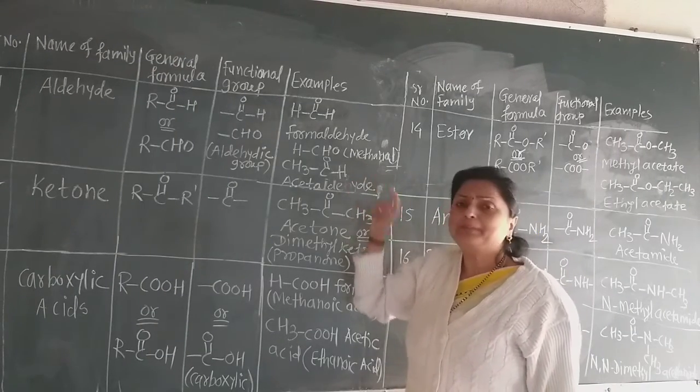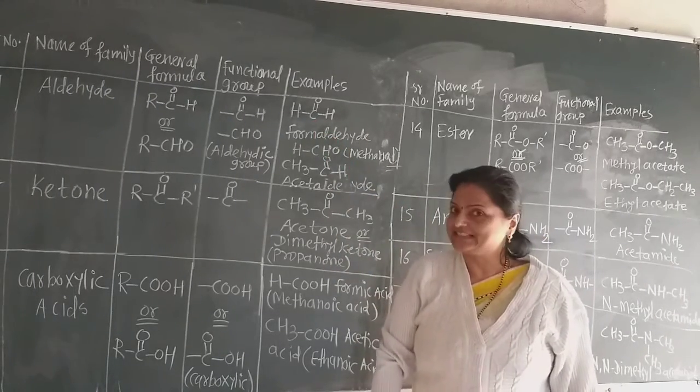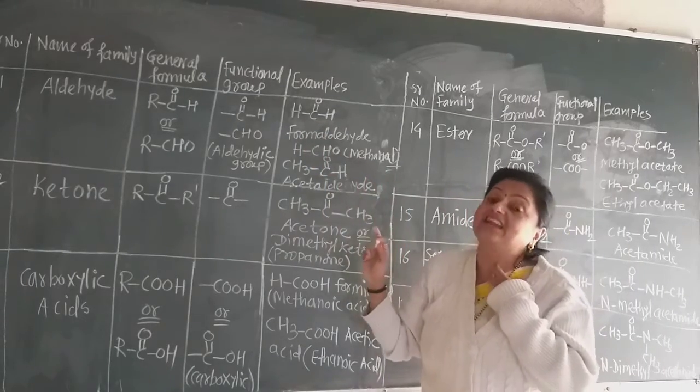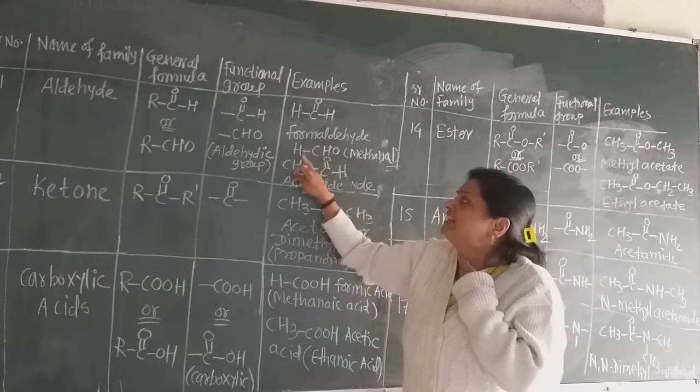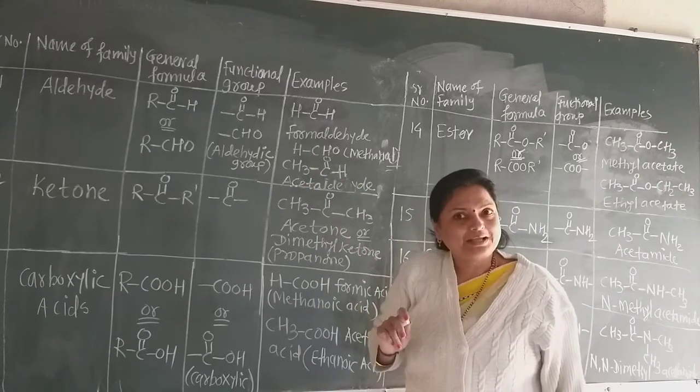Why is it called methanal? Because it contains only one carbon atom. That is, the parent alkane is methane. So the name is methanal. It can be written in this way, HCHO. But why is it called formaldehyde?